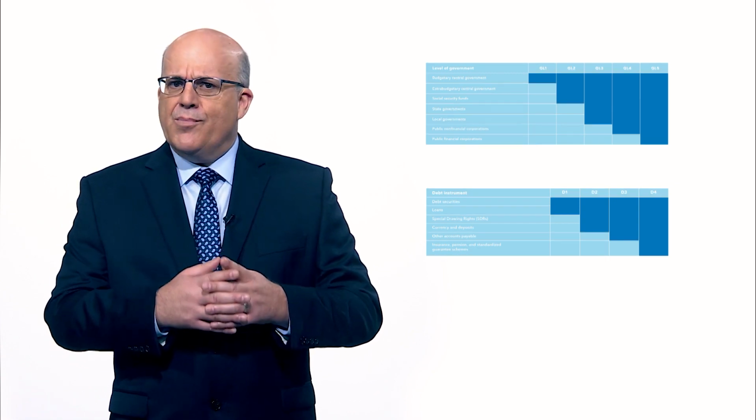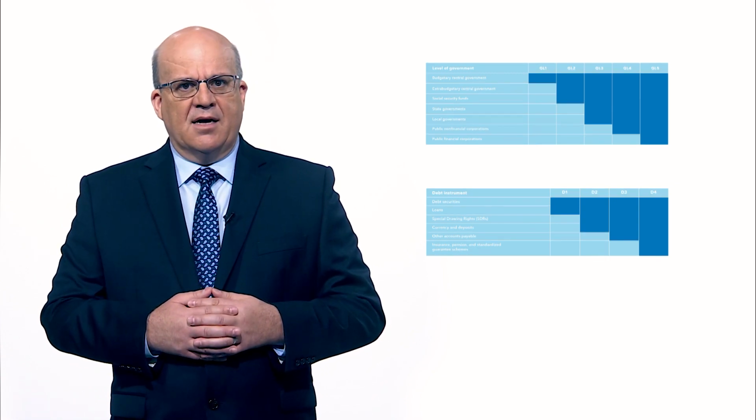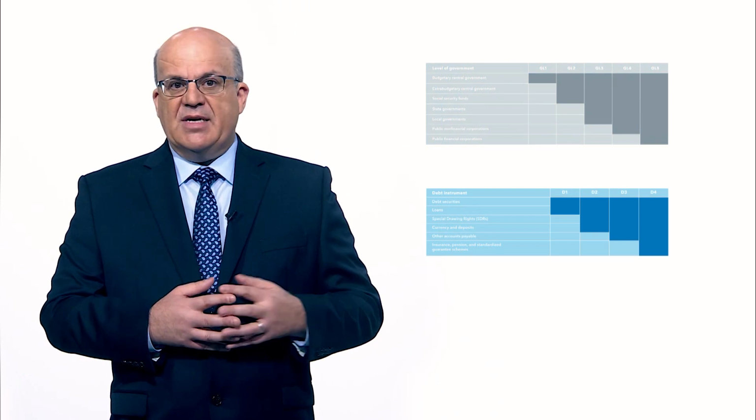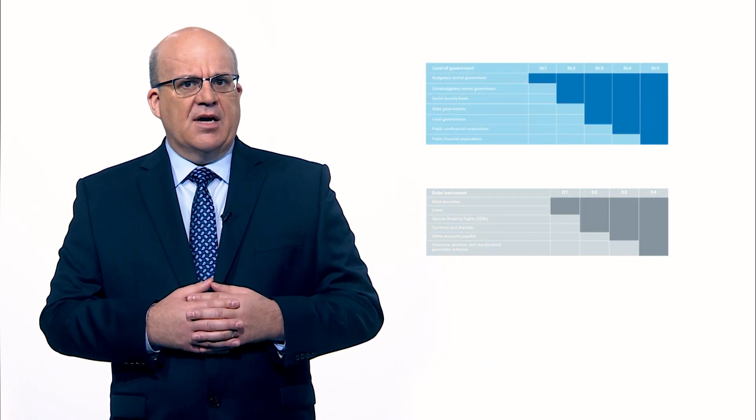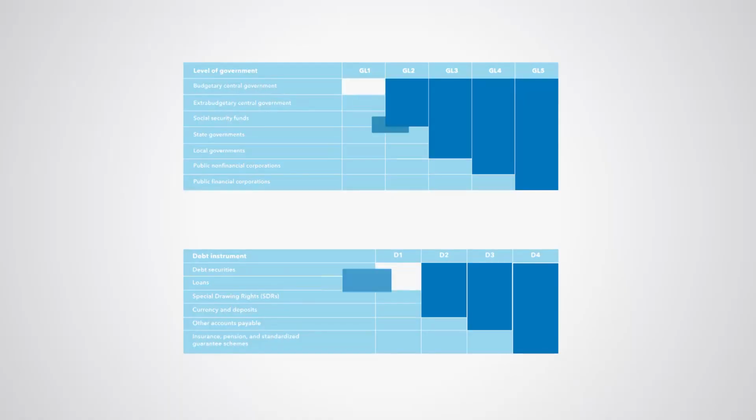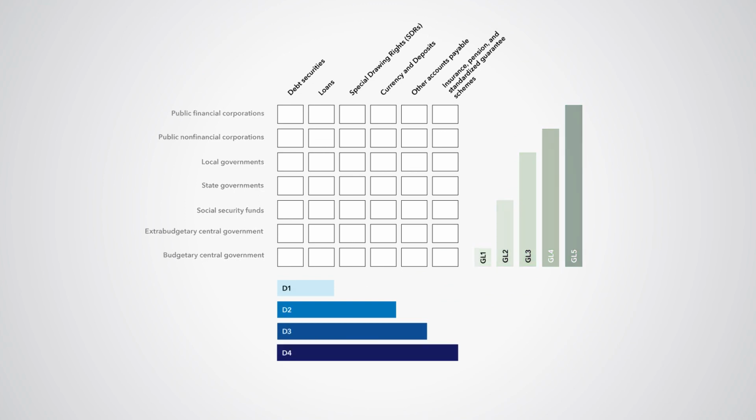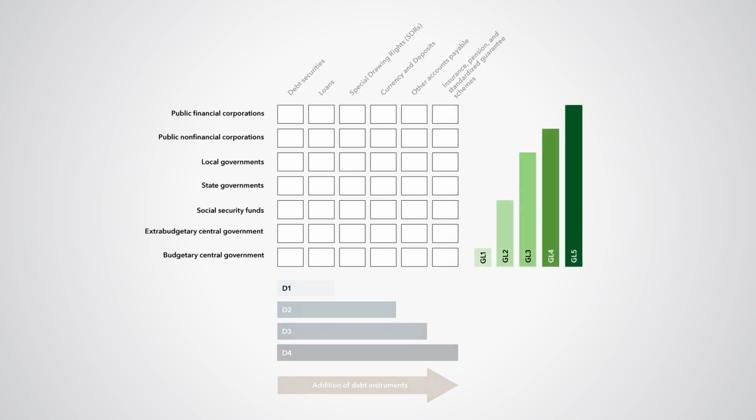Using these 2 important dimensions of PSDS, we can present the instrument and institutional coverage in a matrix format. The horizontal axis represents the addition of debt instruments, D1 to D4, and the vertical axis presents the consolidation of the public sector's subsectors, GL1 to GL5.